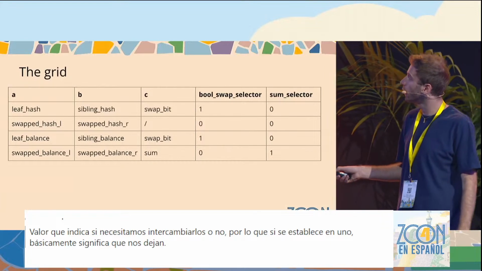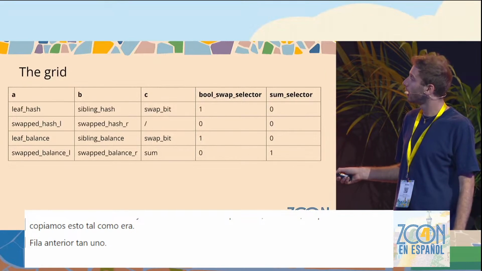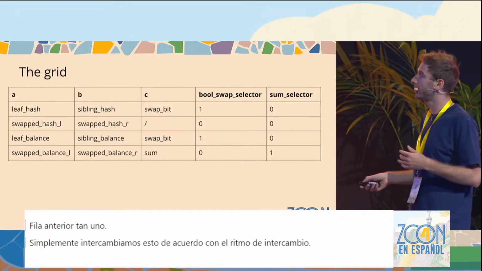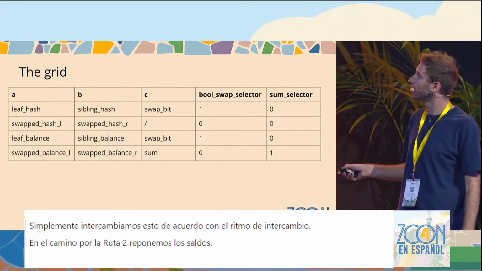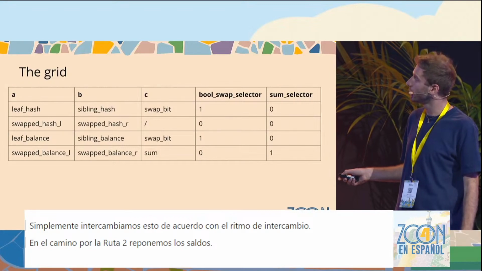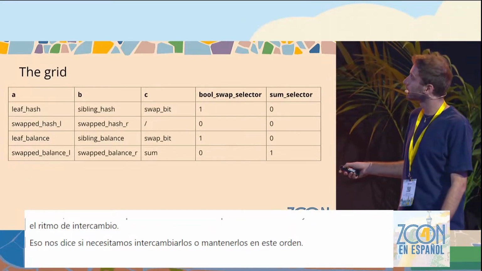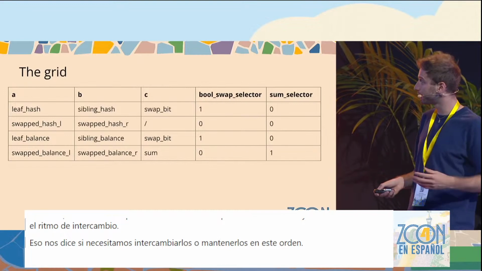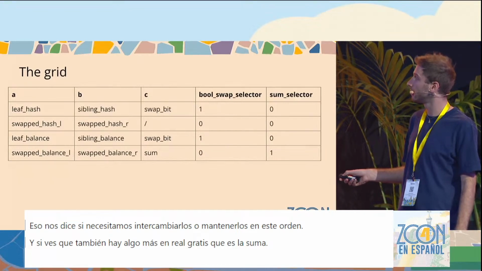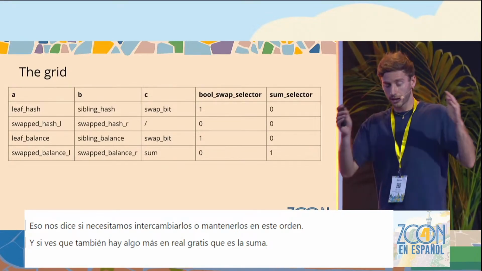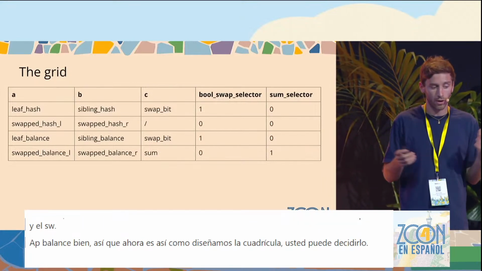On row 1, we simply swap these two according to the swap bit. On row 2, we place the balances. We place the leaf balance, the sibling balance, and again, we have the swap bit that tells us if we need to swap them or keep them in this order. And there's also something more on row 3, which is the sum. We also need to consider the sum of the swapped balance left and the swapped balance right. This is how we design the grid. You can decide to design it however you like.